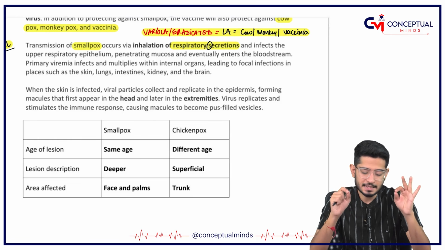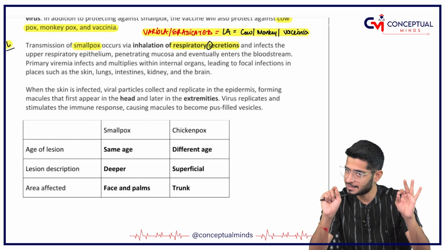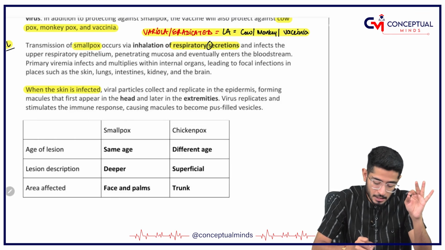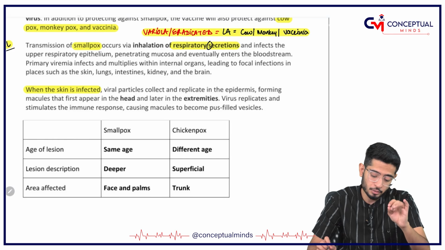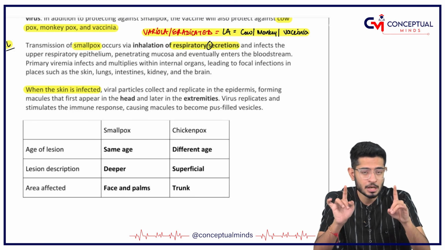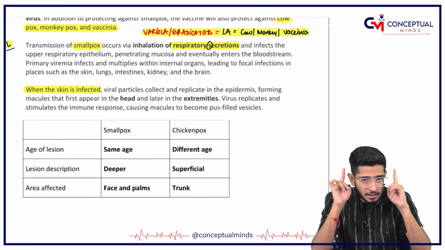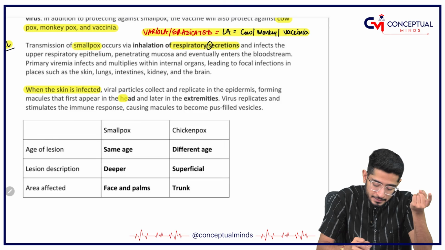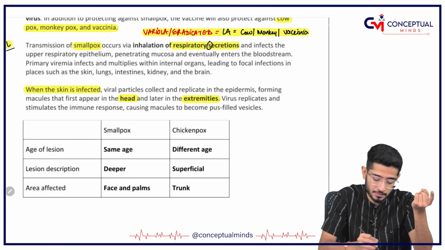Now once the skin is infected, smallpox and skin, very important. Once the skin is infected, the viral particles are going to collect there and replicate inside the epidermis, where they form macules. They first appear in the head and later in the extremities. This is important. So when the skin is infected, please remember that the first part to be affected is the skin of the head region, and then the extremities.